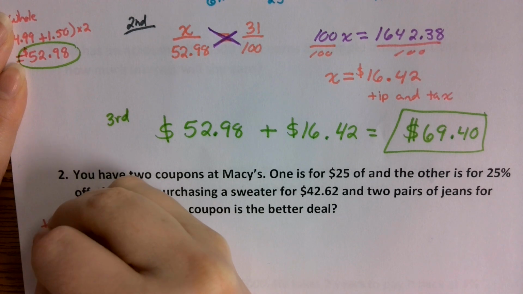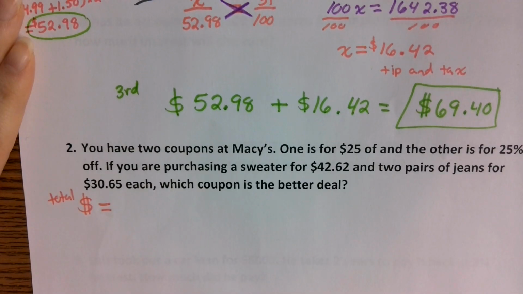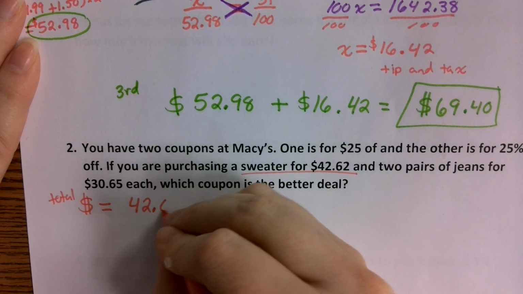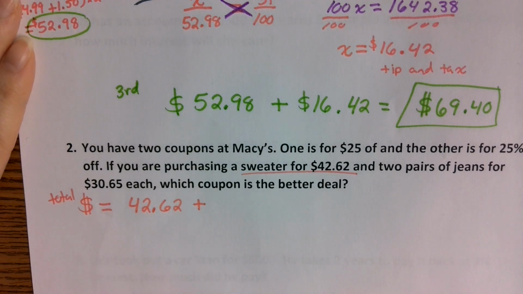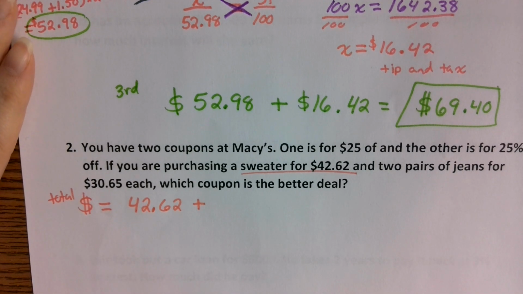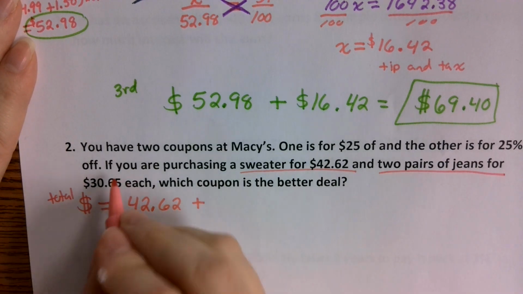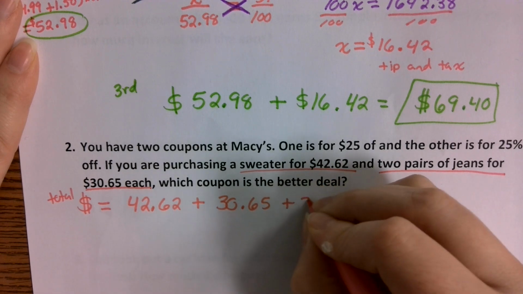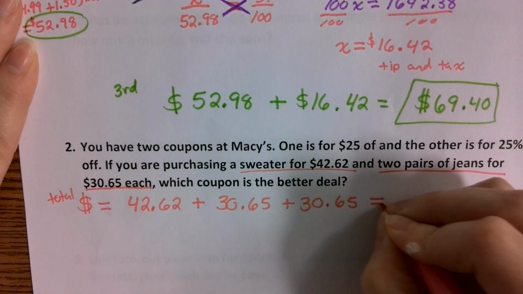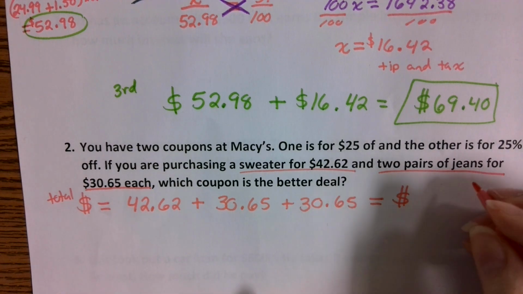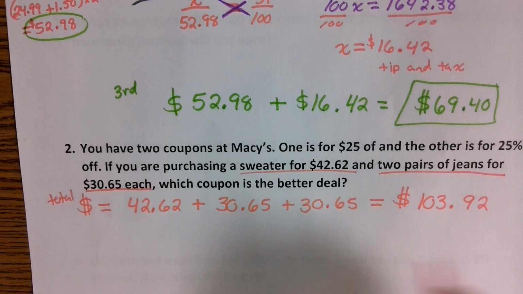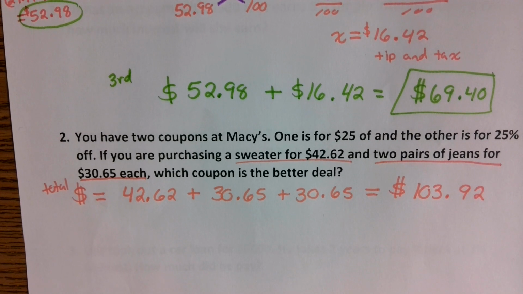We want to know what is the total amount of money that we're spending. So the total amount of money that we're spending, we're buying one sweater for $42.62. And then how many pairs of jeans are we buying? 2 pairs of jeans, and they each cost $30.65. So we've got $30.65 and another $30.65. So the total amount of money that we currently are spending is going to come out to $103.92. That's the total amount of money that we have. So now we just have to figure out what is 25% going to look like of that amount of money.